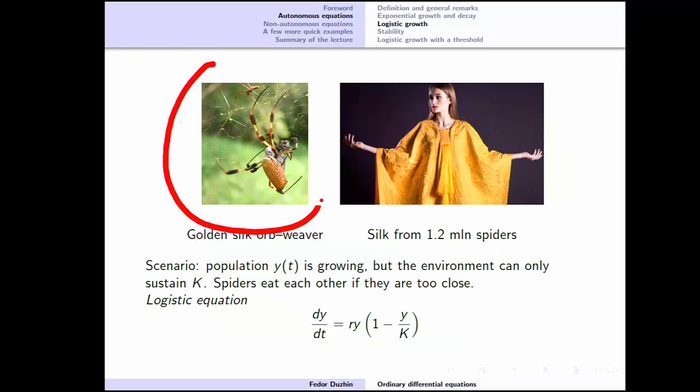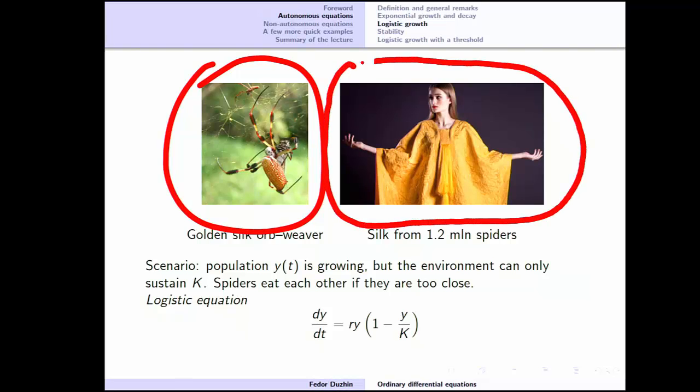It's called a golden silk orb weaver. By the way, they are present in Singapore too, if you look around, especially at Sungai Buloh Nature Reserve. So it's a very large and very beautiful spider, and it is famous for making a very strong web. Right, so here you see a dress made of silk from a lot of the spiders.